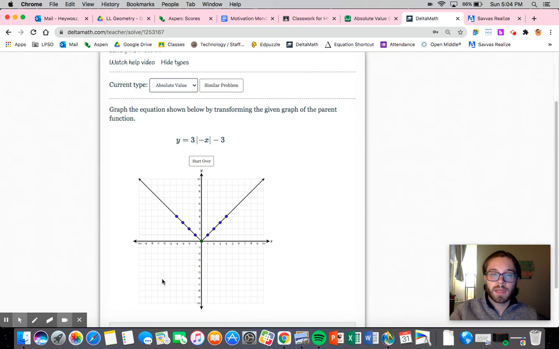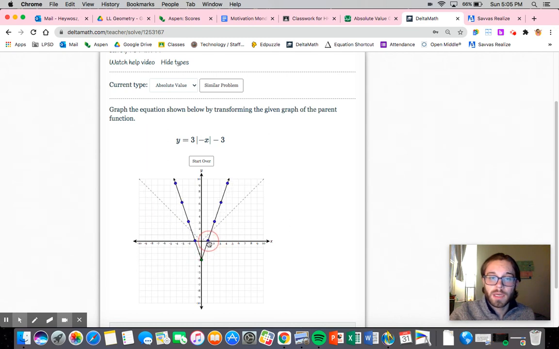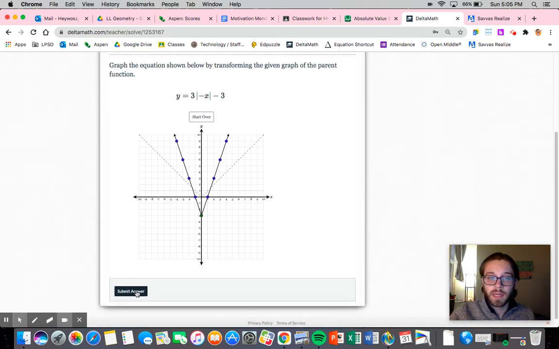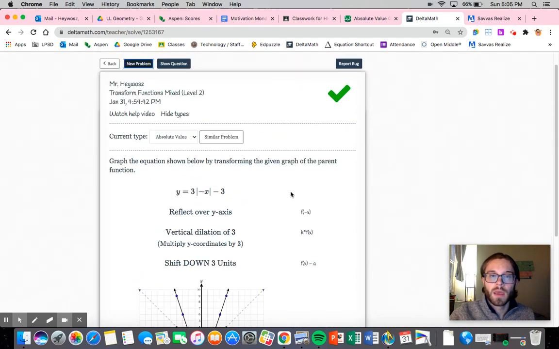So if you were given something like this, obviously we don't care about what's happening inside here. We just care about the 3. But we know we have a -3. So what do I have to do? I have to go down 3. All right, and what do I need to do with all the other stuff I got going on? Well, instead of going up 1 over 1, now I'm going up 3 over 1. And you can see whatever's happening on one side is happening on the other side, right? Because it's still being reflected. So that should be right.